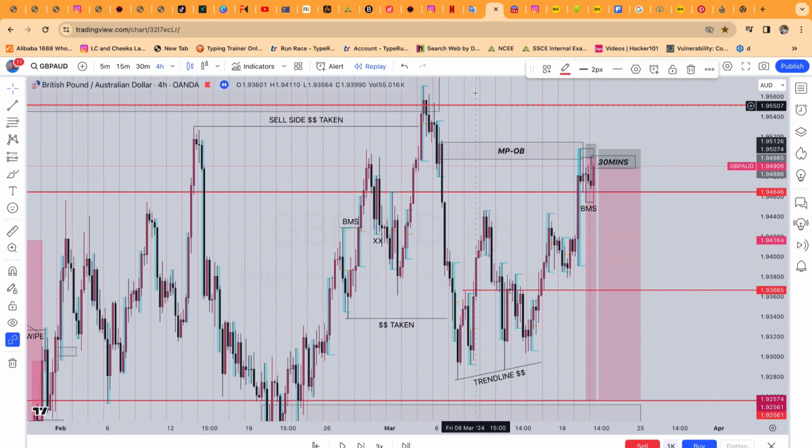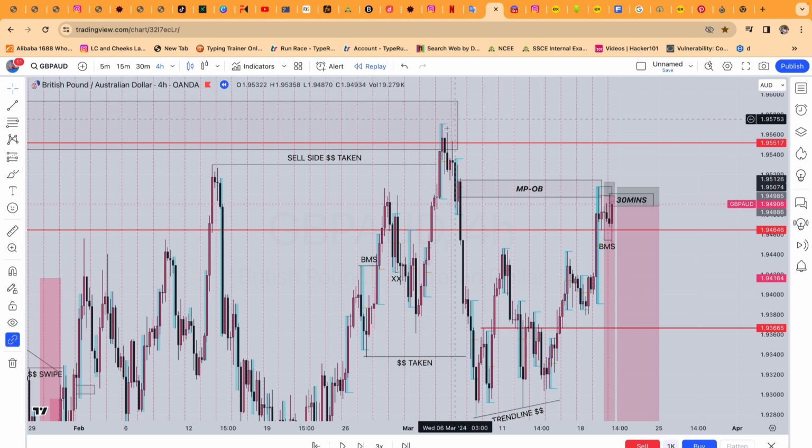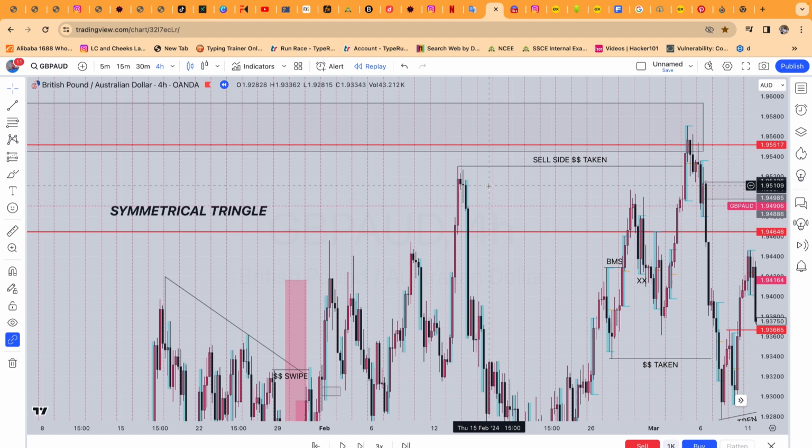Price tapped in the supply zone. This is a supply zone. Then what happened was price swept out this liquidity. Before, at this supply zone in the higher time frame, it was an inducement liquidity.